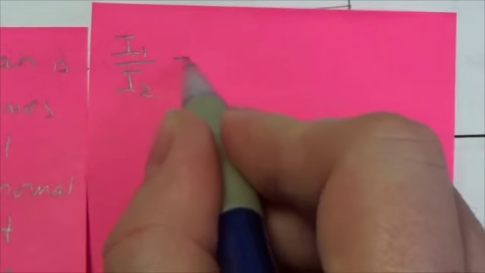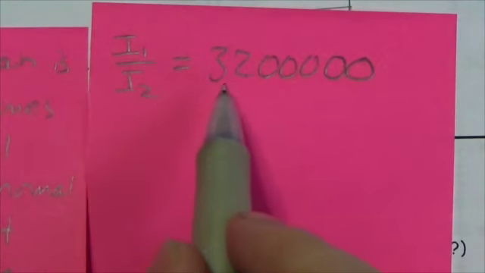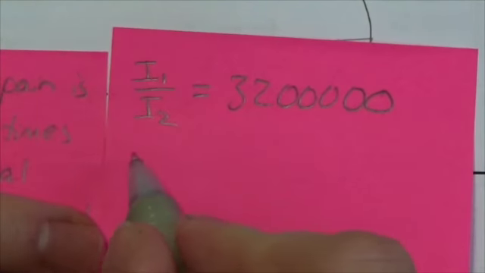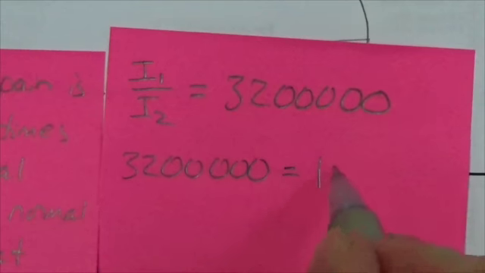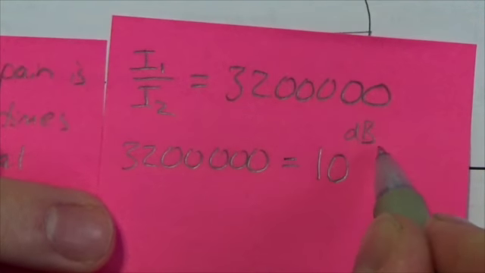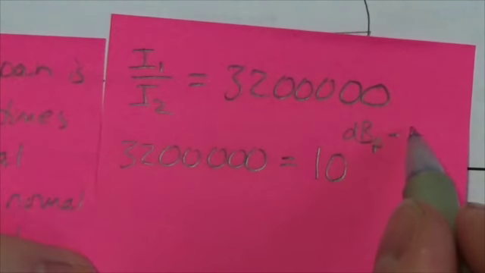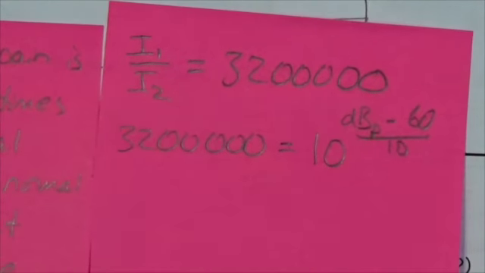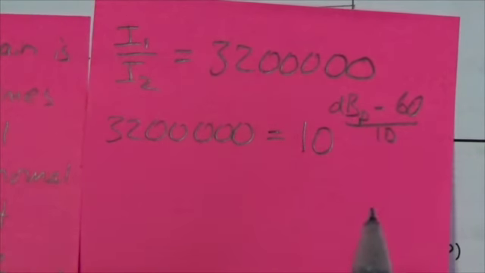Here, and we know that this is 3.2 million times louder. Okay, so now here we go. So this is going to be 3.2 million times louder, and that's going to equal 10 to the decibel level of pain minus the decibel level of a normal conversation, which was given to us as 60, divided by 10. Okay, so now in this case, the unknown, the thing that we're looking for, is up in the exponent. So I'm going to use logarithms to get that out. So I'll take the log of both sides.